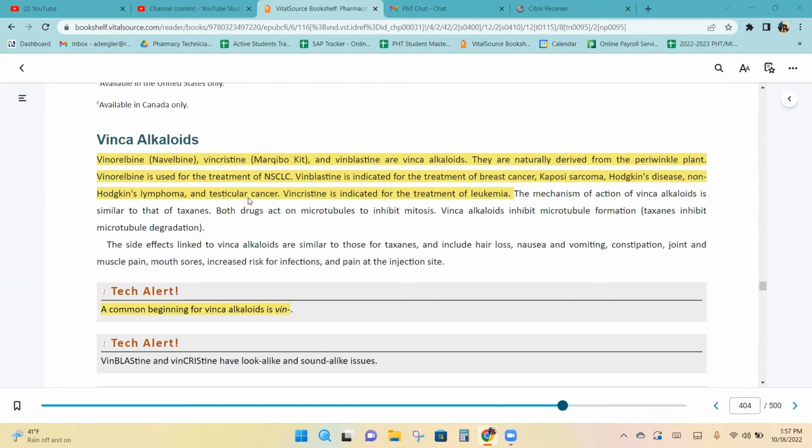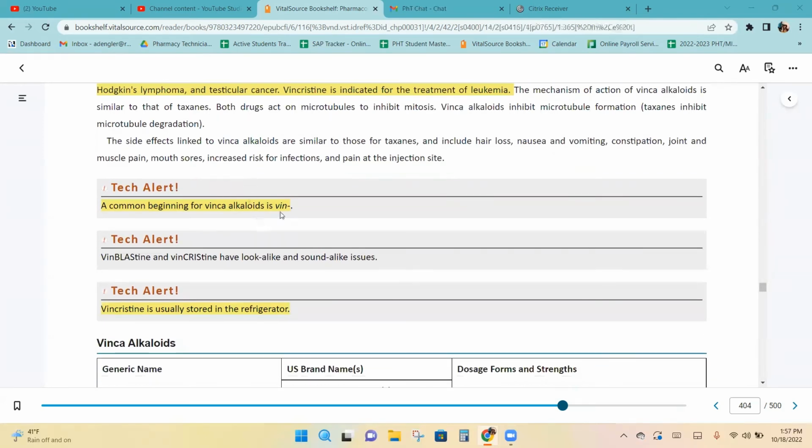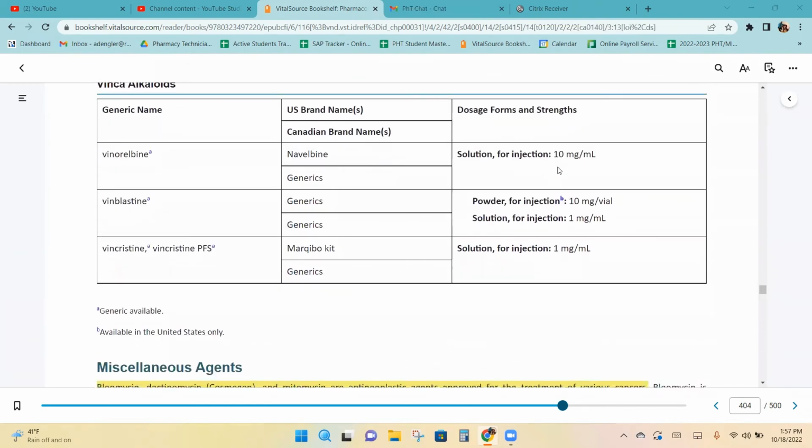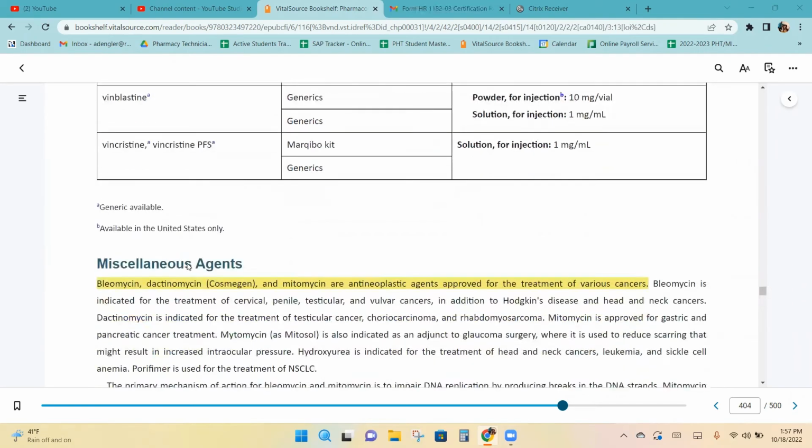Navelbine, vincristine, and vinblastine are Vinca alkaloids. They are naturally derived from the periwinkle plant. Navelbine is used for the treatment of non-small cell lung cancer. Vinblastine is indicated for the treatment of breast cancer, Kaposi sarcoma, Hodgkin's disease, non-Hodgkin's lymphoma, and testicular cancer. Vincristine is indicated for the treatment of leukemia. A common beginning for Vinca alkaloids is Vin. And vincristine should usually be stored in the refrigerator. So these are all solutions or powders for injection.